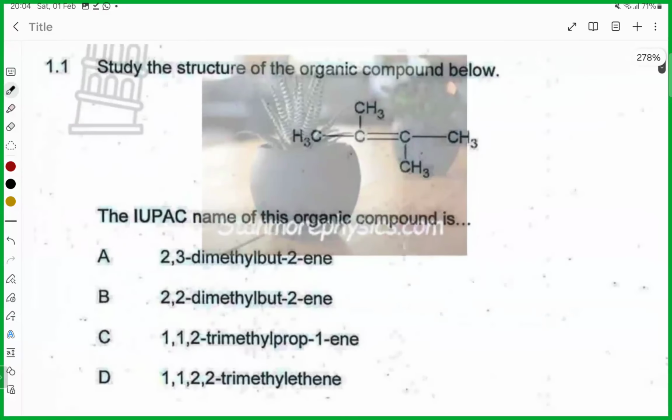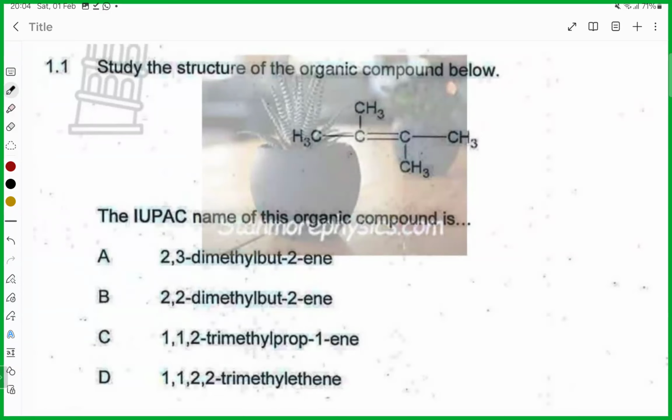What is the IUPAC name of this compound? Somebody else, please, apart from Mr. Peer. There's a lady over here. Maybe you can give us the answer. It's A, sir. It's A.